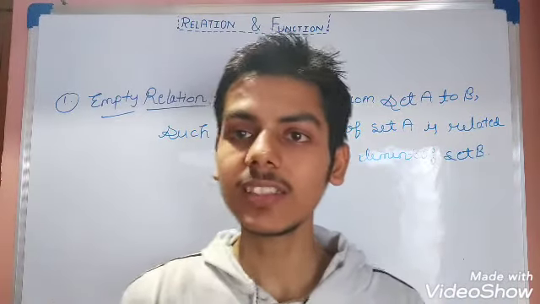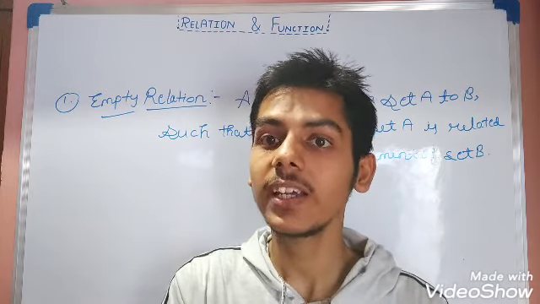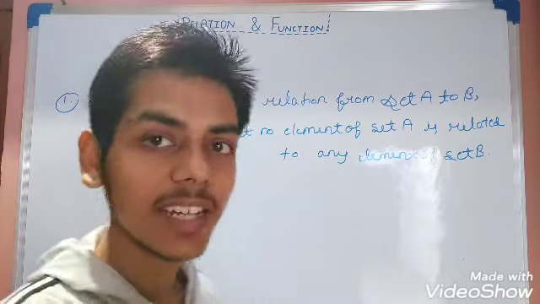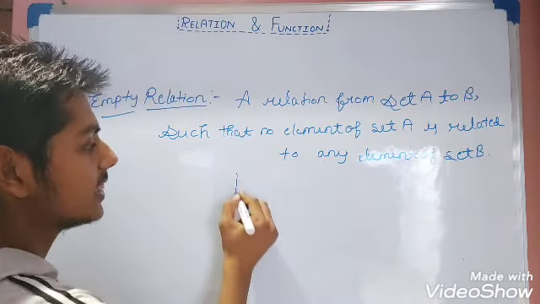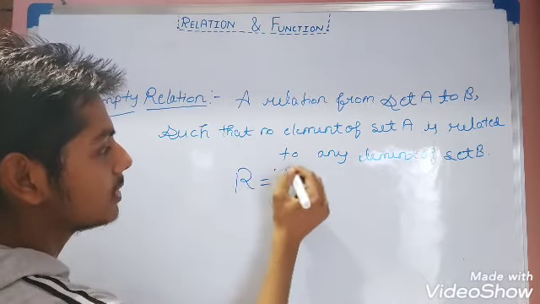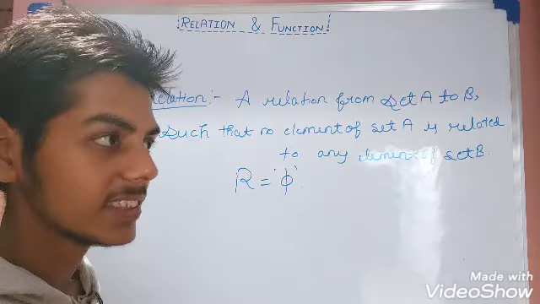As there is no element of set A related to set B, the relation set results in an empty set, and hence we can denote the relation R by a symbol psi, meaning empty. Let us take an example.